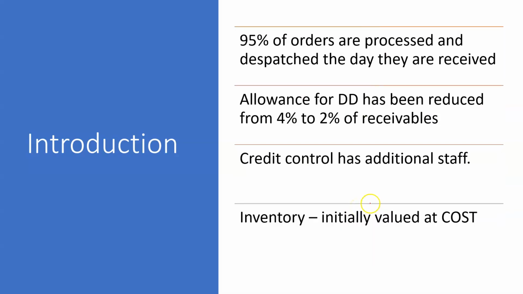So let's read a bit more. It tells us that 95% of orders are processed and dispatched the day they are received. So we see there's a high probability that the orders will correlate strongly with revenue for that period. It says the client has also decided to reduce the allowance for doubtful debts from 4% to 2% because credit control have additional staff.